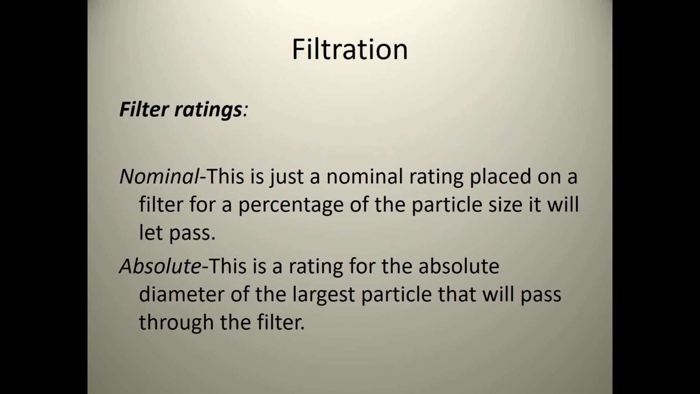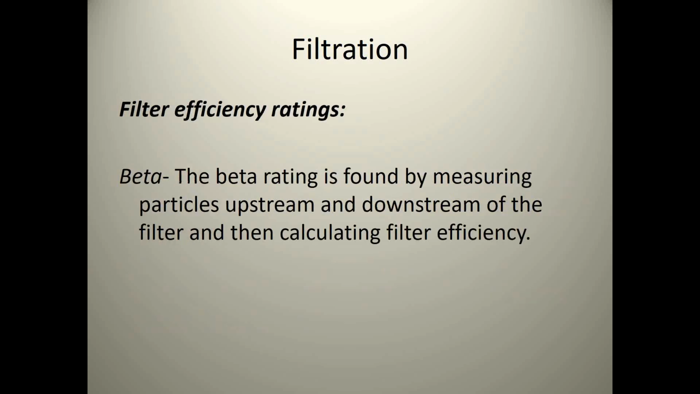So these filter ratings: a nominal filter would be like the filter you have on some of the old hydraulic systems, or on your car or your pickup truck. They're just paper filters. They will take out some particles. The absolute filters, the beta-rated filters in the industry, are rated for the absolute diameter of the largest particle that will pass through the filter. So they actually have an efficiency rating on them. When you call filter companies and ask for a filter, you'll ask for a micron size range, and you'll ask for a beta rating.